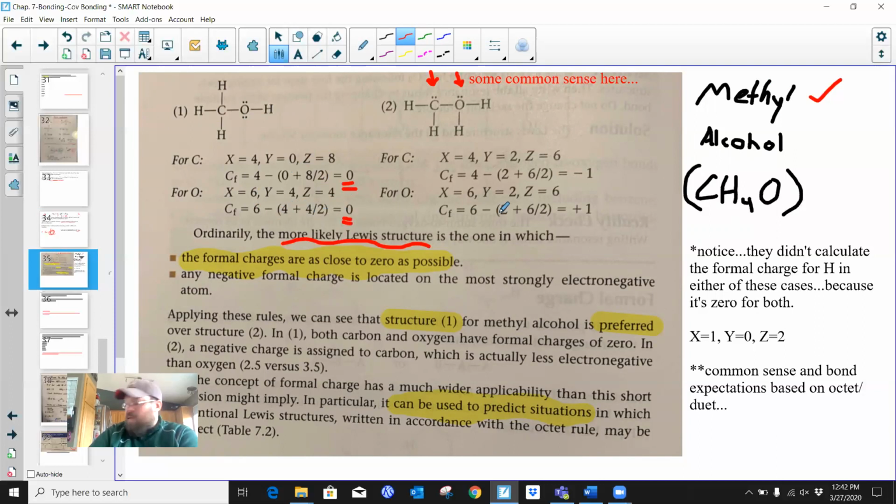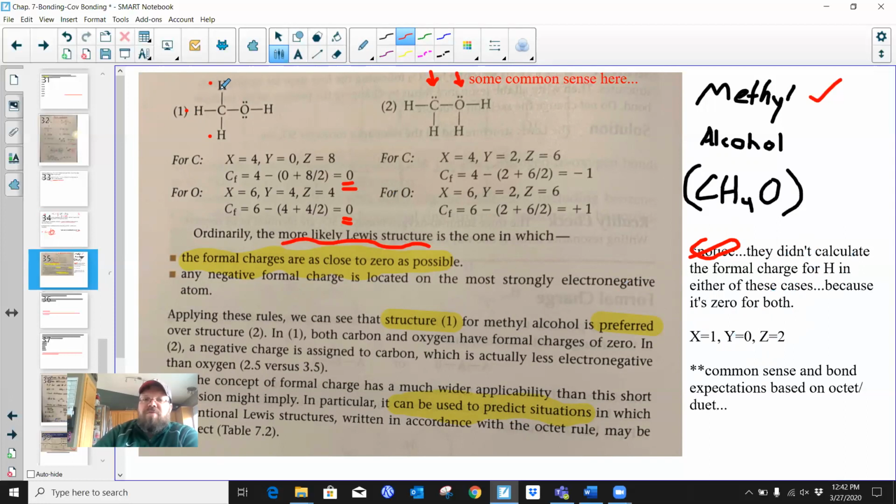Now you'll notice they didn't calculate the formal charge for hydrogen in either of these cases, because it's 0 for both. For any one of these hydrogens in either of the 2 structures, I know we're on structure number 1 right now, the hydrogen here has an X value of 1, Y of 0, Z of 2. So 2 divided by 2 is 1, 0 plus 1 is 1, and 1 minus 1 is 0.